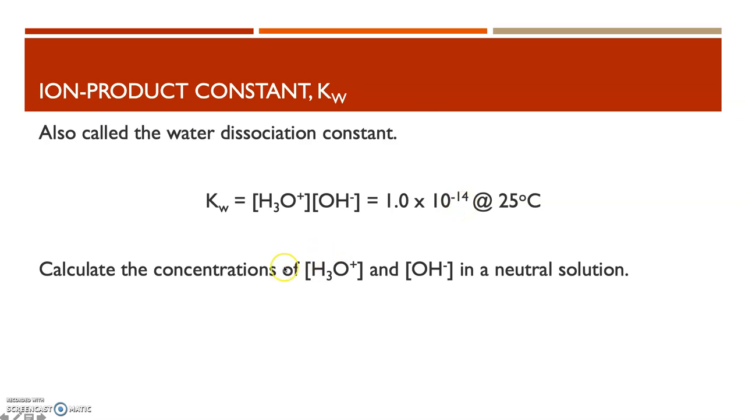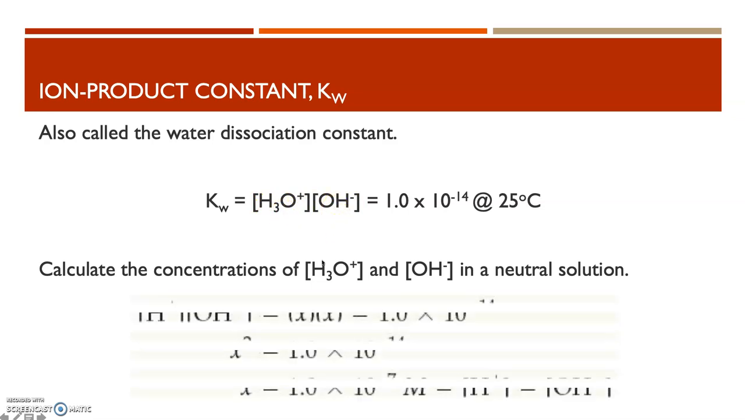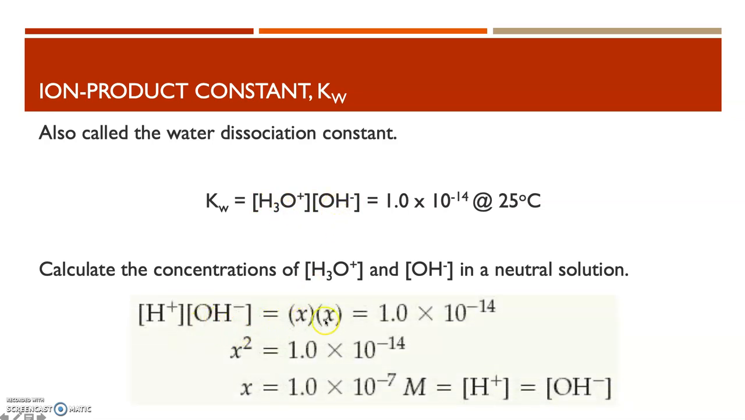So we can use that value and create an ice table to calculate the concentrations of hydronium and hydroxide in a neutral solution. Let's presume there are no other acids or bases present. When we set up our ice table, some amount X is formed of each, and it's both X. So I get X squared equals my Kw value. If I solve for X, I get 1 times 10 to the minus 7.